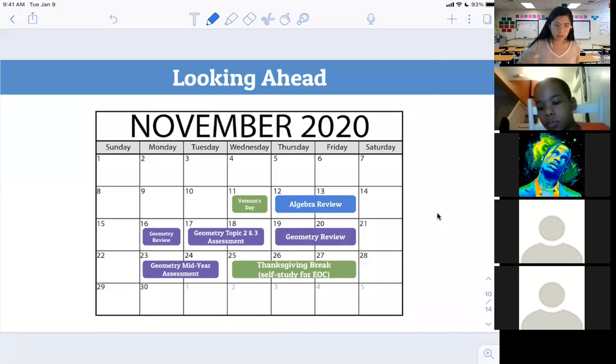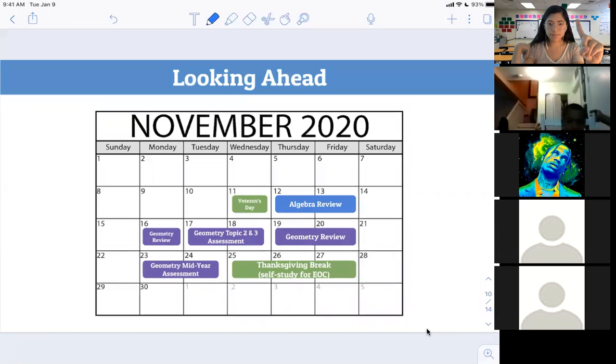In the next 2 months, you guys are going to be tested 3 times. First is the topic 2 and 3 assessment, which is next week. You also have to take the mid-year. We'll talk about that in a second. And then you also have to take the algebra EOC. All right, so here's how this is all going to work.